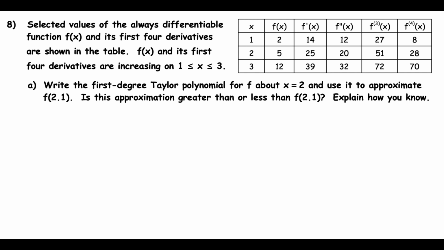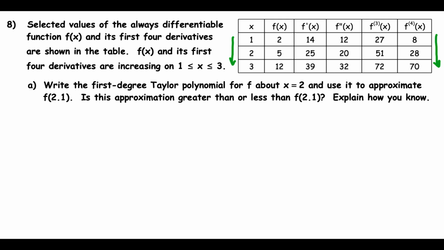F of x and its first 4 derivatives are increasing between 1 and 3. So you can see that in the table as you head down each row. Regardless of where you're at, the numbers are getting larger as you head from 1 to 2 to 3, no matter which derivative you happen to be on. Okay, so that's what that means. And that could play a part later. Generally, everything that's mentioned has some sort of meaning behind it, so it's good to understand other directions.